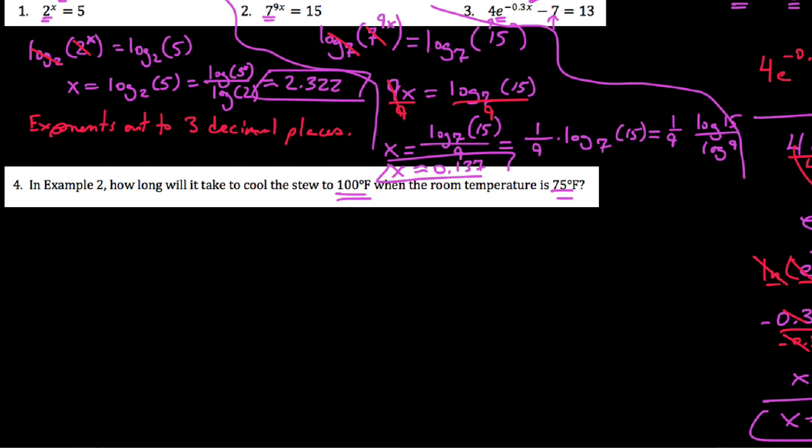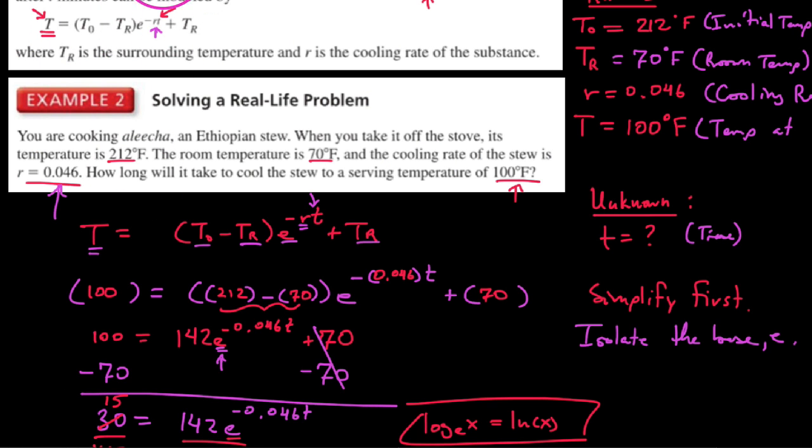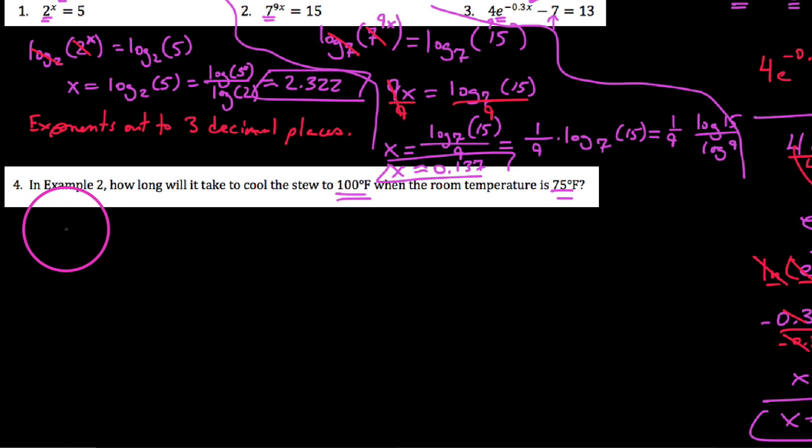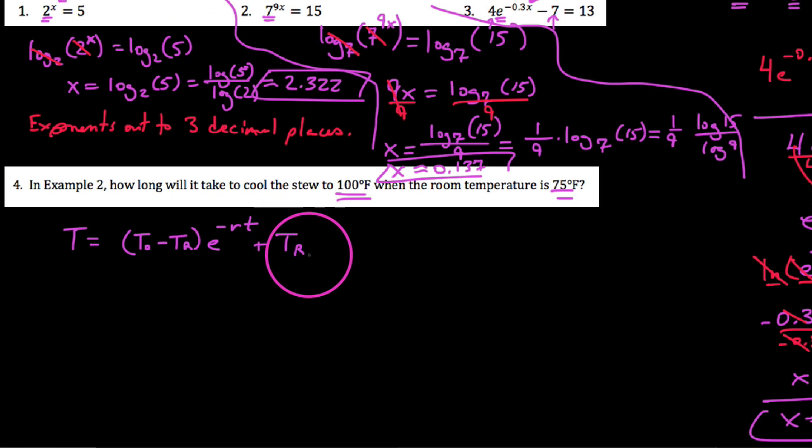So in the last video, what we did was look at this Newton's law of cooling. And I'm going to go ahead and write this out here. It said that the temperature at any given time is equal to the initial temperature minus the room temperature times e to the power of negative rt, plus the room temperature. So essentially what we were seeing was that our rate in the last video was 0.046.